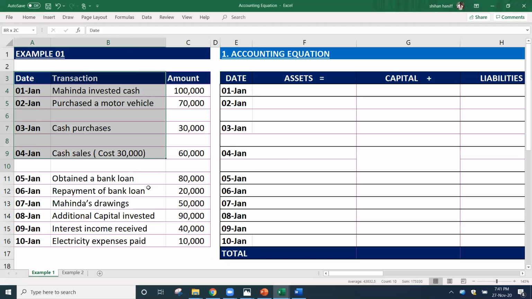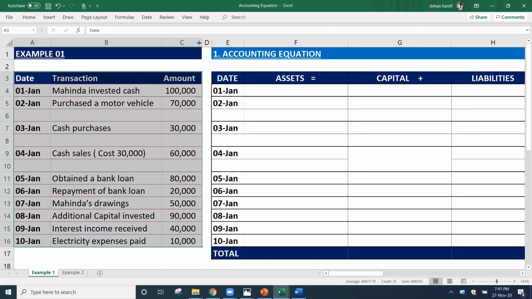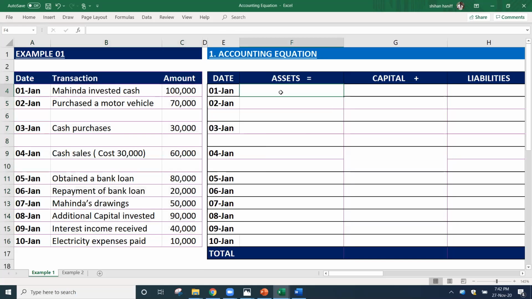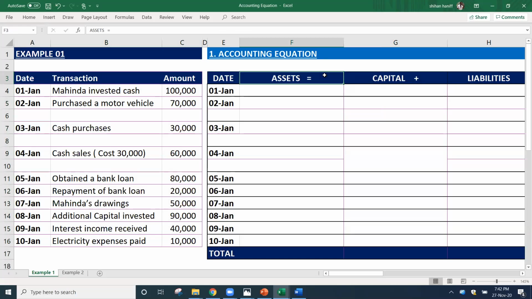Okay. A complete process, right? Not only recording in the equation, but until preparation of the income statement and SOFP. So I will start with, we need to draw the equation. Assets equals capital plus liabilities.